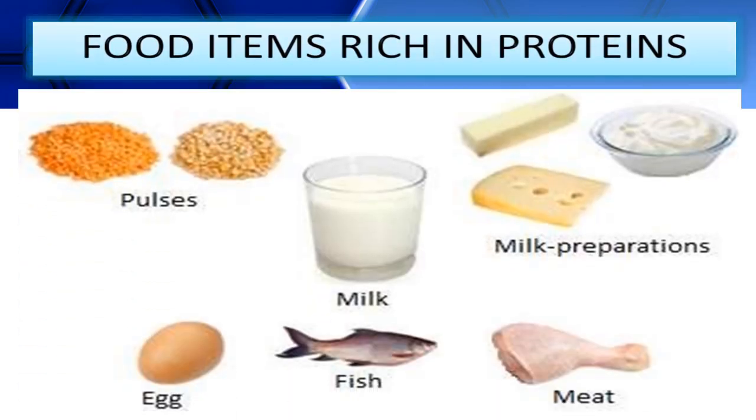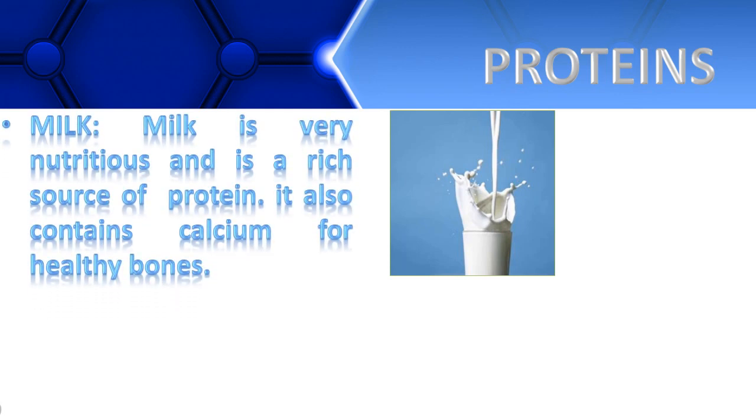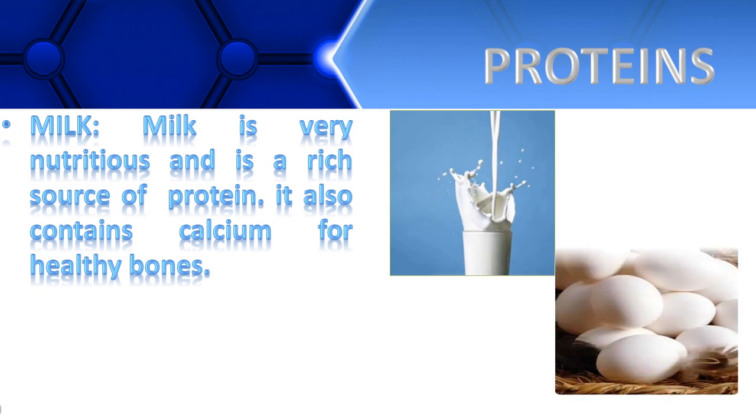Here are some examples of protein rich food: pulses, egg, fish, meat, milk, butter, cheese, etc. Let us see in detail how these examples of proteins help us in our day to day life. Milk is a nutritious food and is a rich source of protein. It also contains calcium for healthy bones.